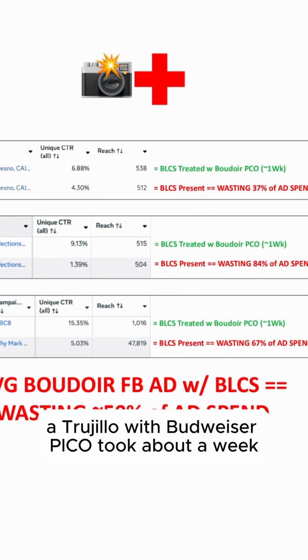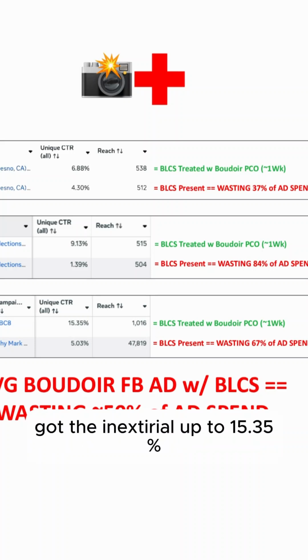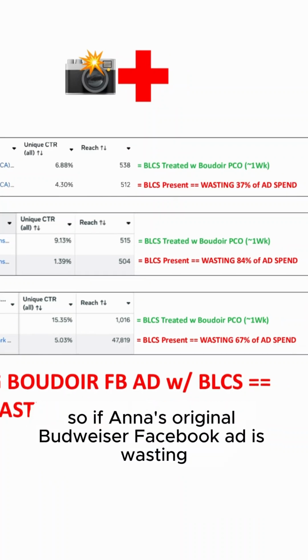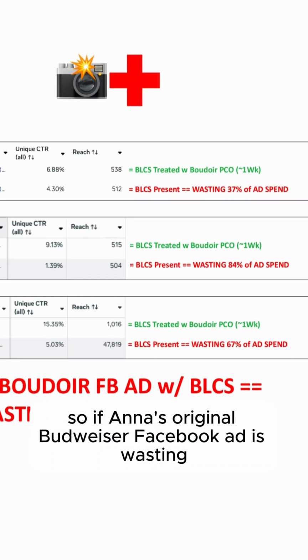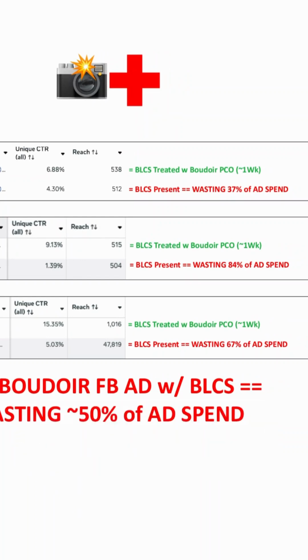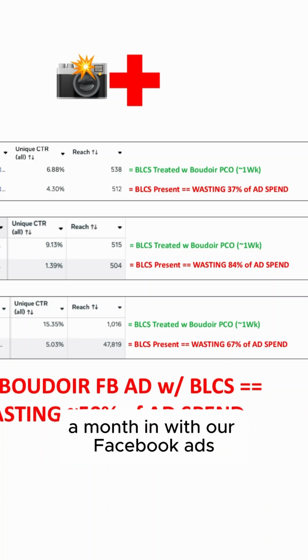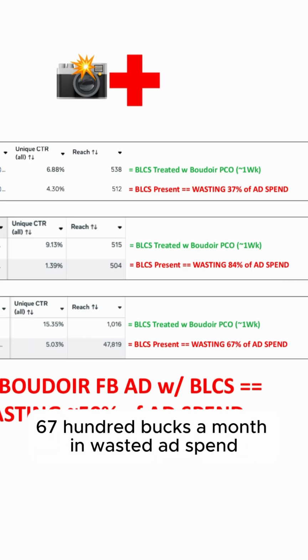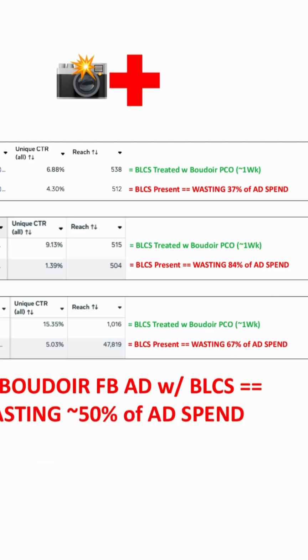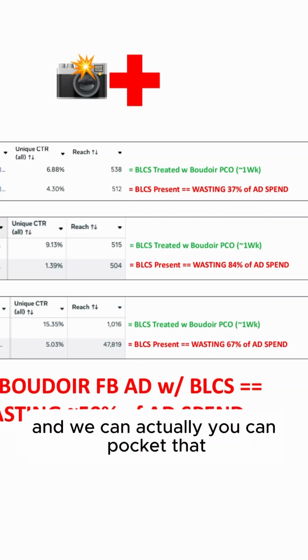Treated with Boudoir Pico took about a week. Got the unique CTR up to 15.35%. So we found out his original Boudoir Facebook ad is wasting 67% of his ad spend. So we can eliminate that wasted ad spend. If you're spending 10 grand a month in Boudoir Facebook ads, we can eliminate that 6,700 bucks a month in wasted ad spend, and you can pocket that.